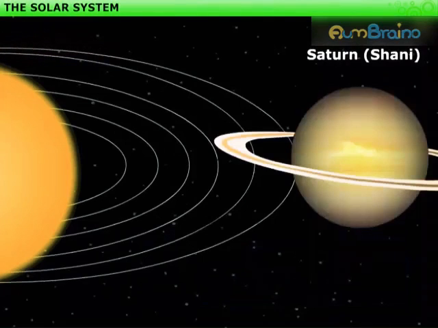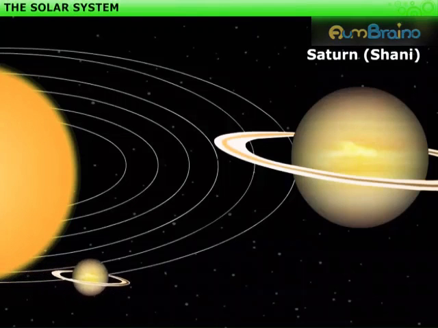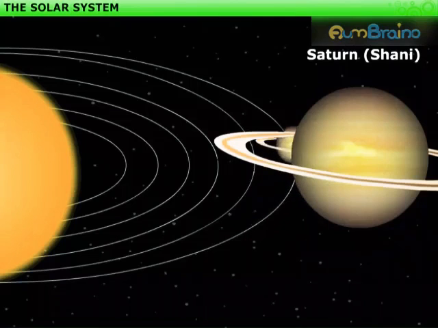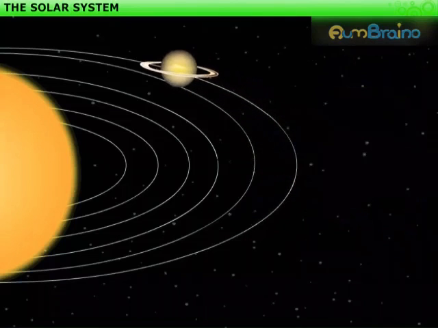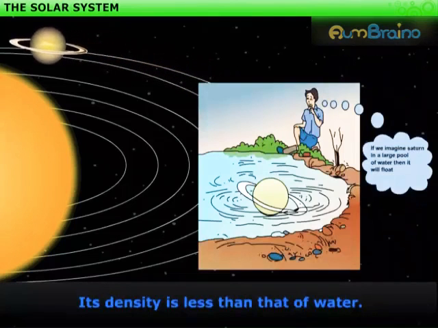Saturn, or Shani. It is a yellowish planet with rings around it. It has a large number of satellites. It is the least dense planet among all the planets. Its density is less than that of water.